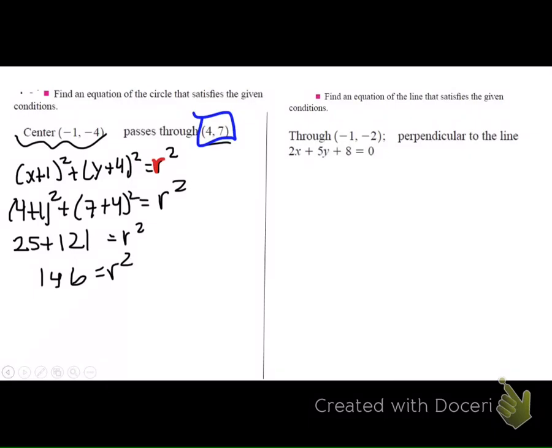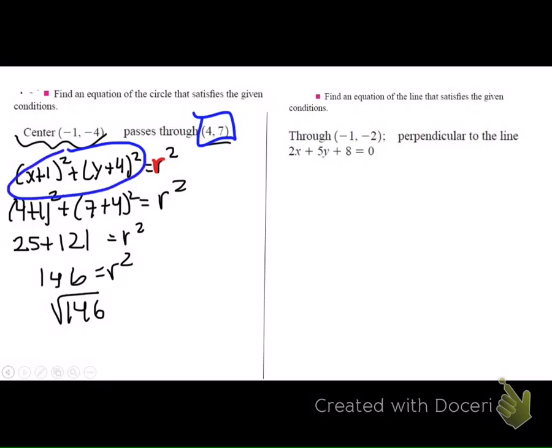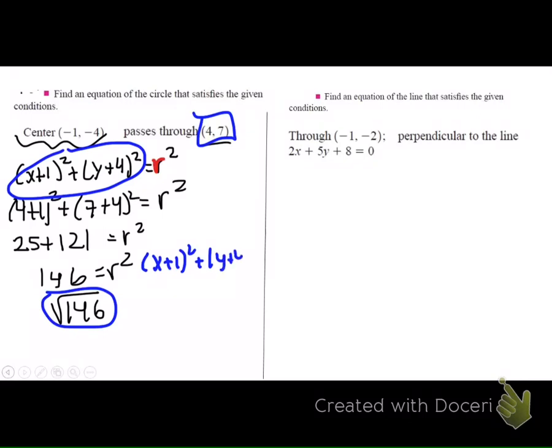146 is equal to r². Taking the square root is going to be our answer. Putting it all together, we have our center point and our r, so we put them together to give us (x + 1)² + (y + 4)² is equal to, in this case, 146. That would be our equation.